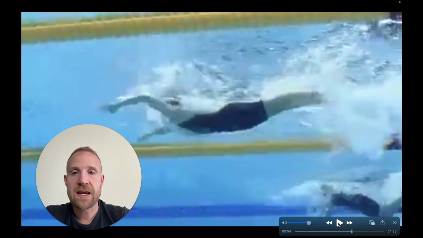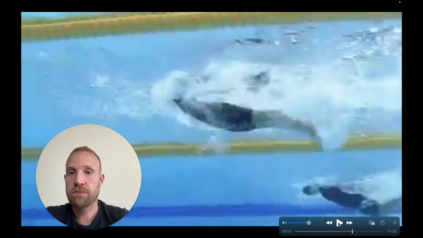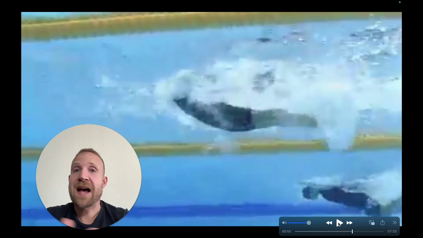We'll watch the pull here. Again, lifting the upper body puts her in a really strong position to create a lot of propulsion through that pull. And the more propulsion she can create, the faster she's going to swim.